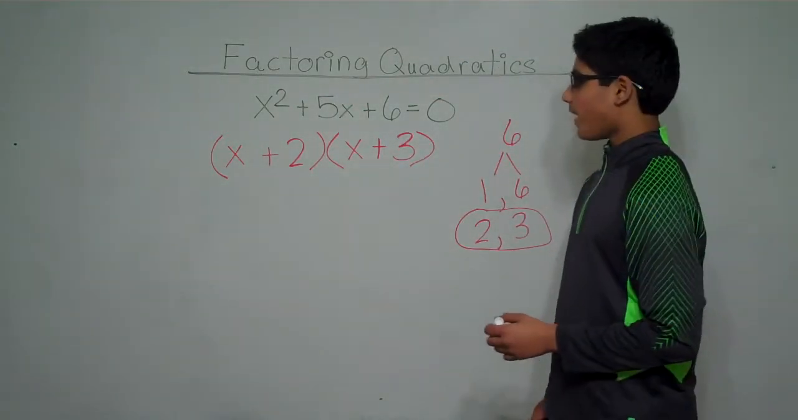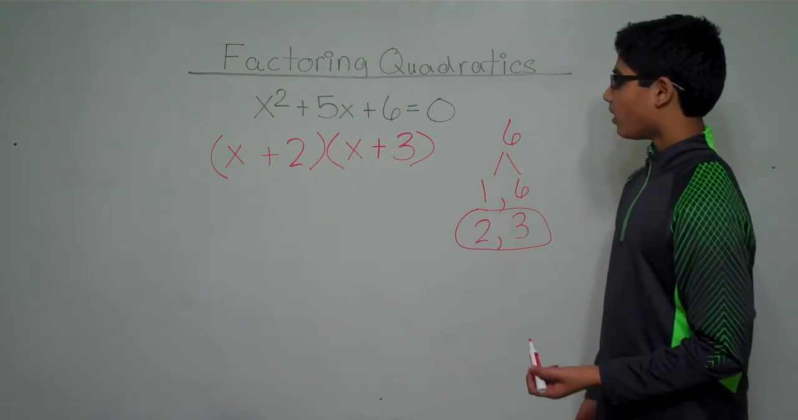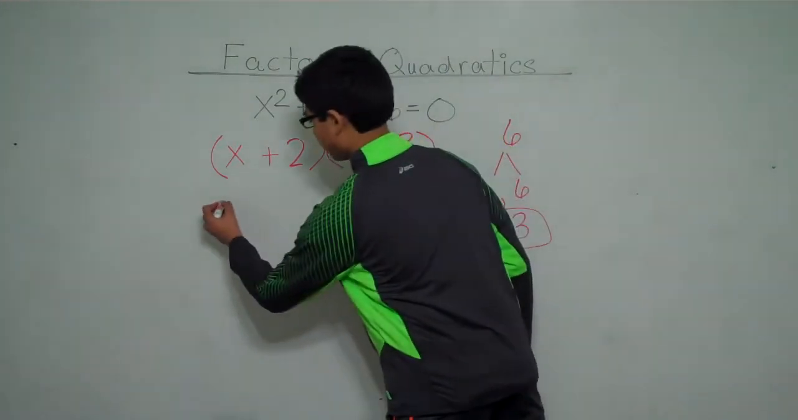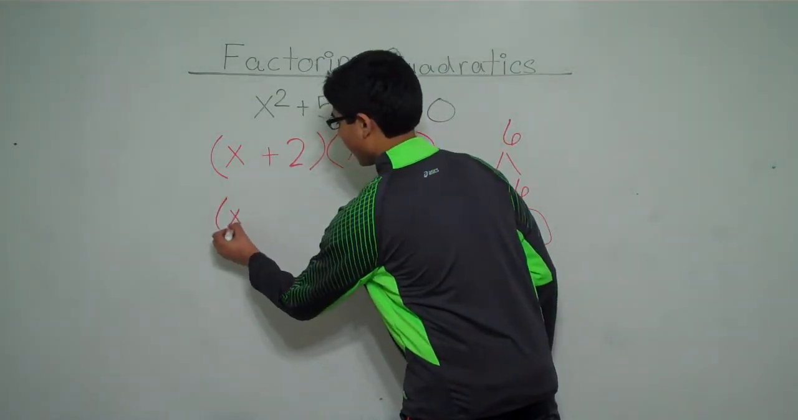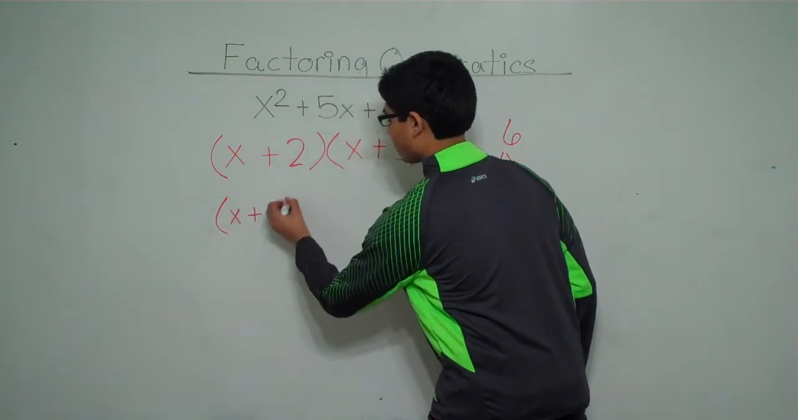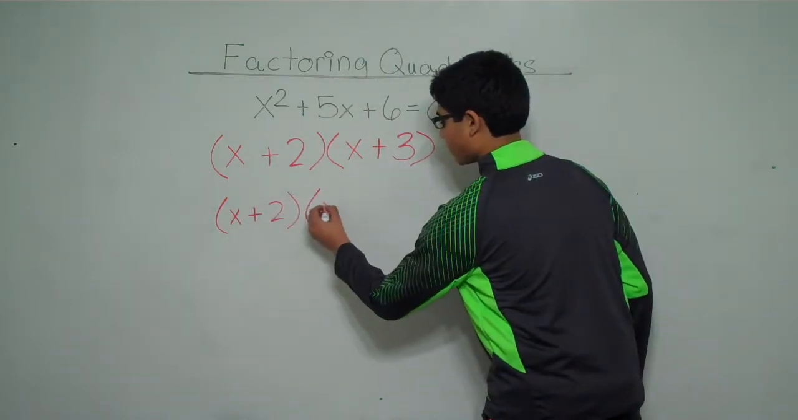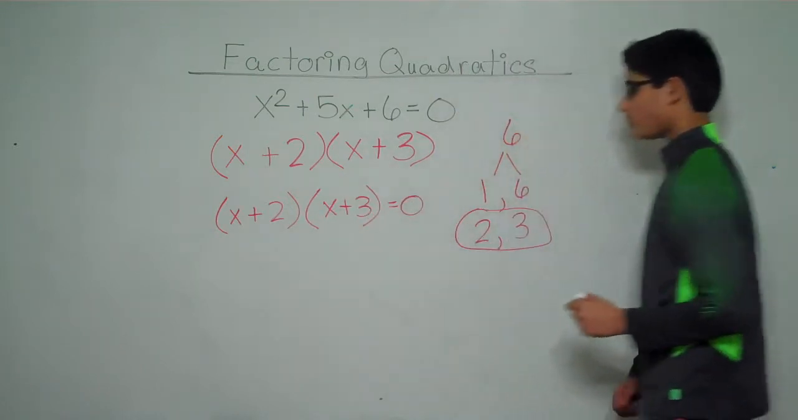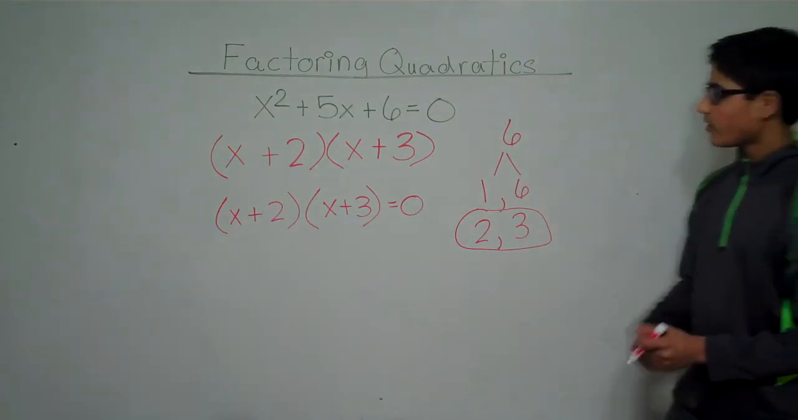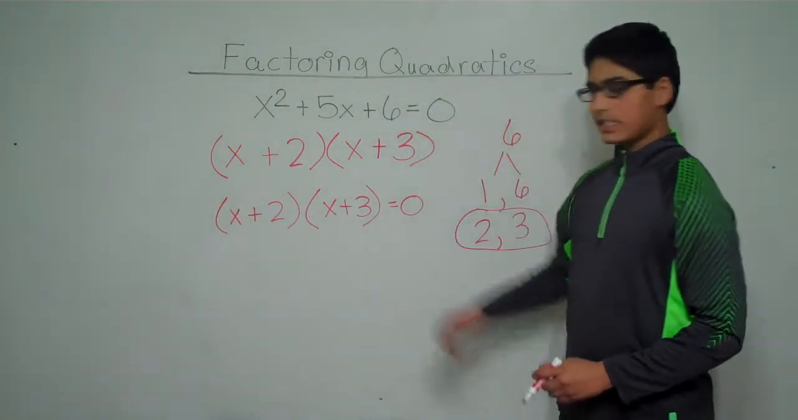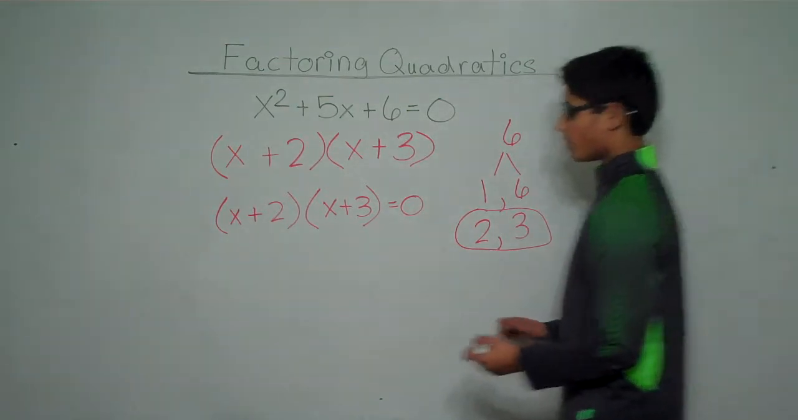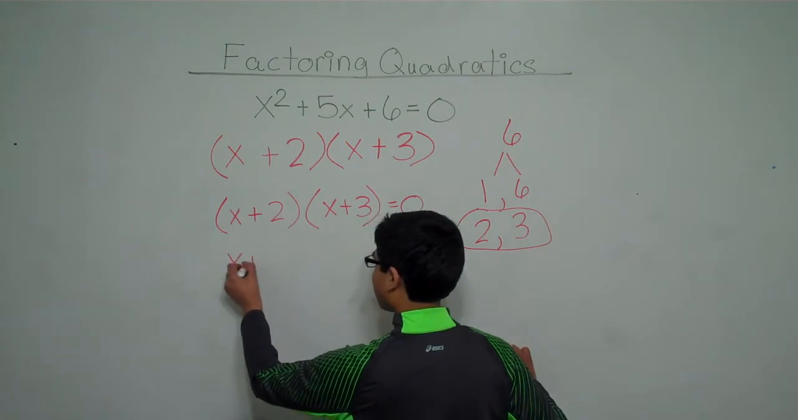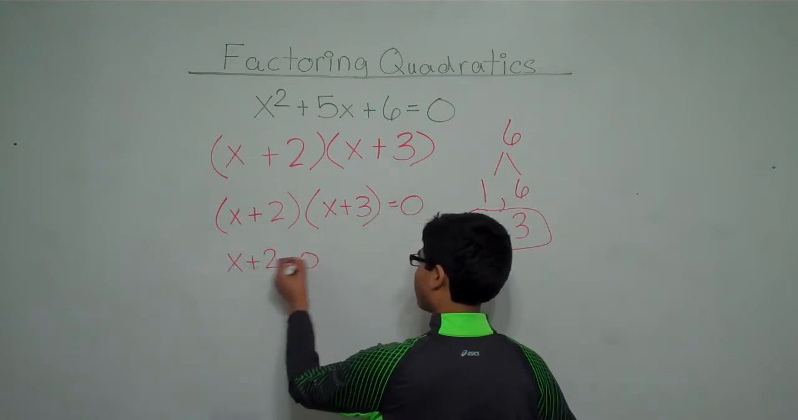Now, to find out what the value of x is, we know that the quadratic equation is equal to 0. So this means that the two binomials, which are x plus 2, times the second binomial, which is x plus 3, is equal to 0. So this means that one of the binomials must be equal to 0. So, let's say that this first binomial is equal to 0. So x plus 2 is equal to 0.